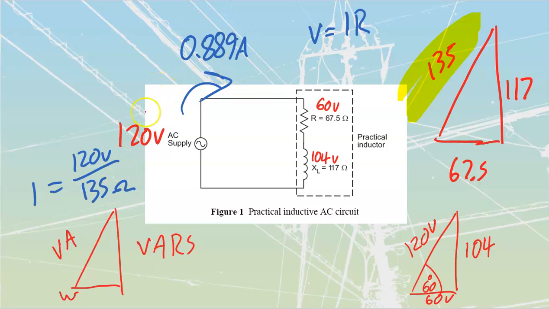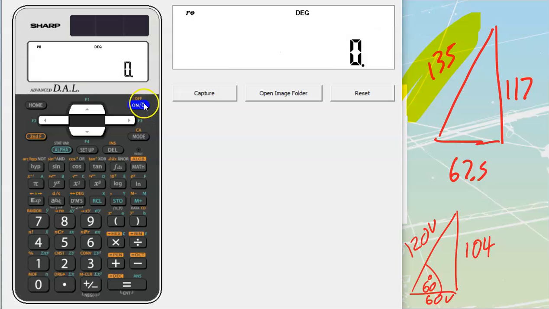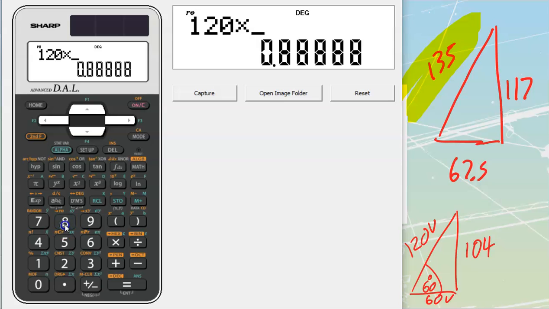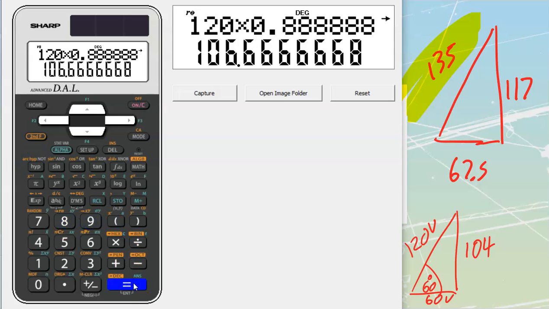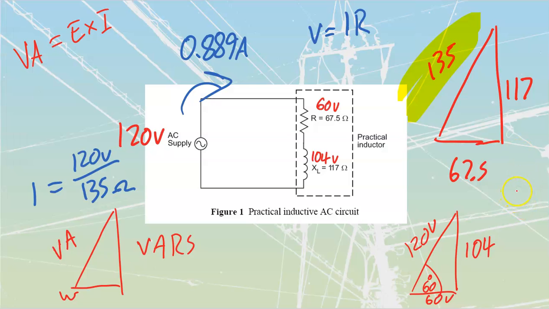We'll do this one. As for my VA, we will use the power, watts, is equal to E times I, but we're not looking for watts. We're going to have to use the power formula, which is VA is equal to my E line times my I line. So let's put that in there. 120 times 0.889, which gets me out to a value of 106 VA. So I've got 106 VA. We'll drop that in over here.